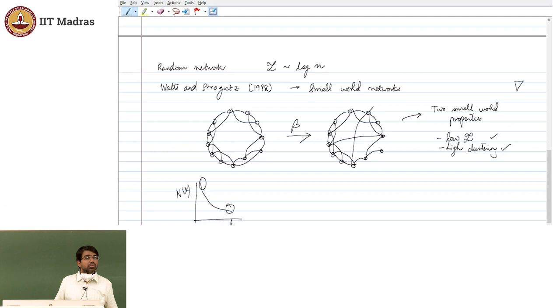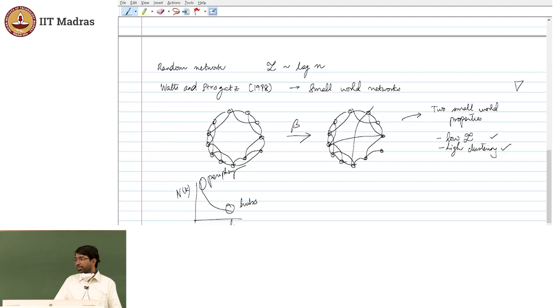Can you raise your hand? And there are many airports with very low number of connections, 2-3 flights out of that airport. And there are few airports with huge number of connections. So these are called hubs, and the rest periphery.